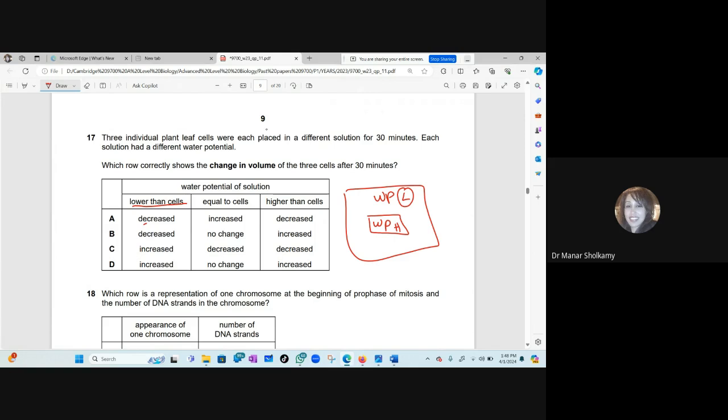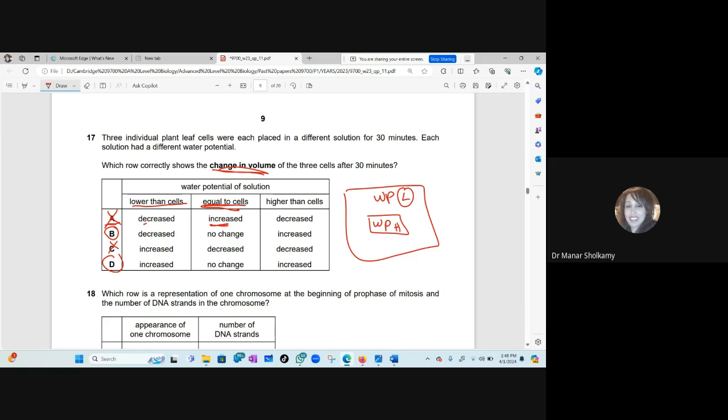So what will happen to the change in volume of the three cells after 30 minutes? Let's look at A. Decrease. It will decrease. And if the water potential of the solution is equal to the cell's, it will be no change. So A is wrong and C is wrong. The answer is B or D, because when the water potential inside is equal to outside, there will be no change.